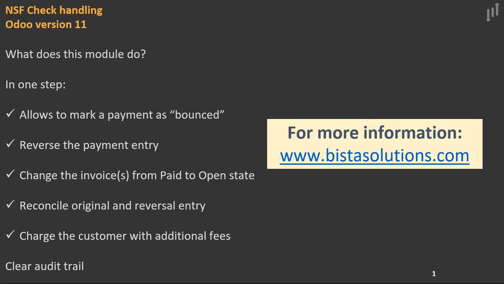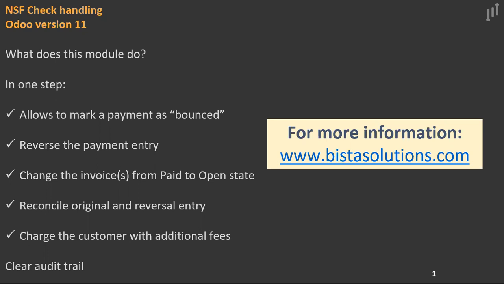Generally in Odoo, we need to reverse the entry, and there's no audit trail as such. So looking at these gaps, we've developed this module. And what does this module actually do? In one step, it allows you to mark the payment as bounced, reverse the payment entry, change the invoice or invoices from paid to open state, reconcile the original and reversal entry so we don't have open debits and credits for that customer, and charge the customer with additional fees.